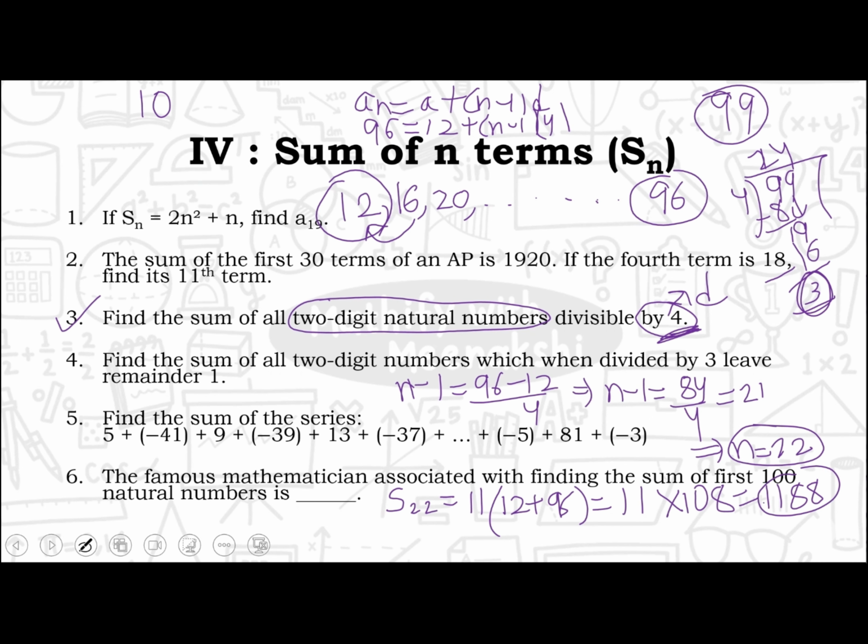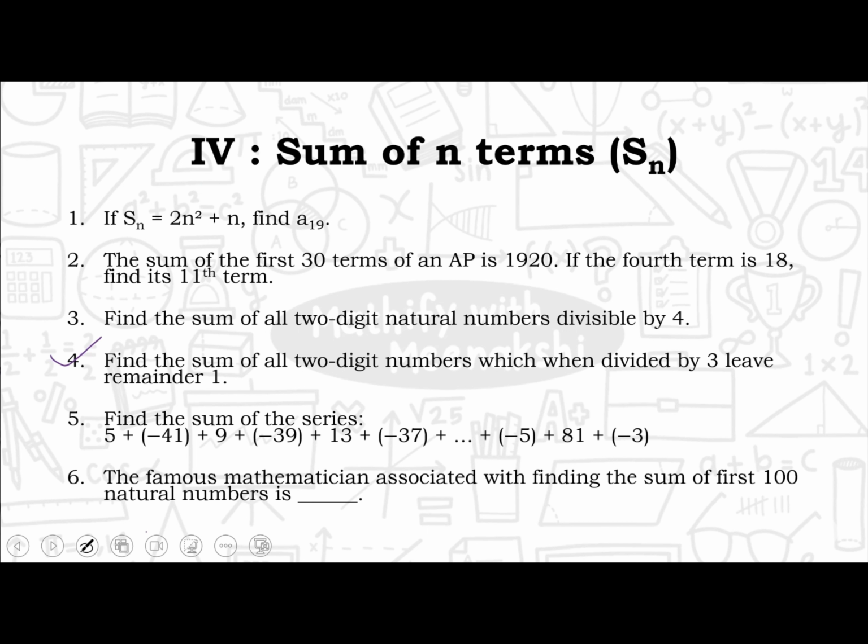Let's move to question number 4. In the fourth question, you have to see one word very carefully, that is leave remainder 1. So when they ask like this, that it will leave a remainder also, you have to just add 1. You will take a table of 3, just add 1. So the table of 3 is 3, 6, 9, 12, 15. Now add 1. Now it becomes 4, 7, 10, 13, like this.